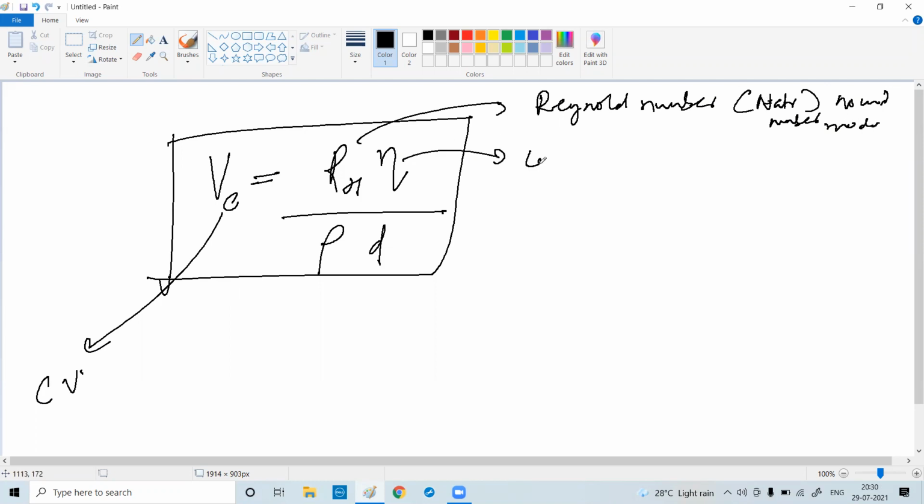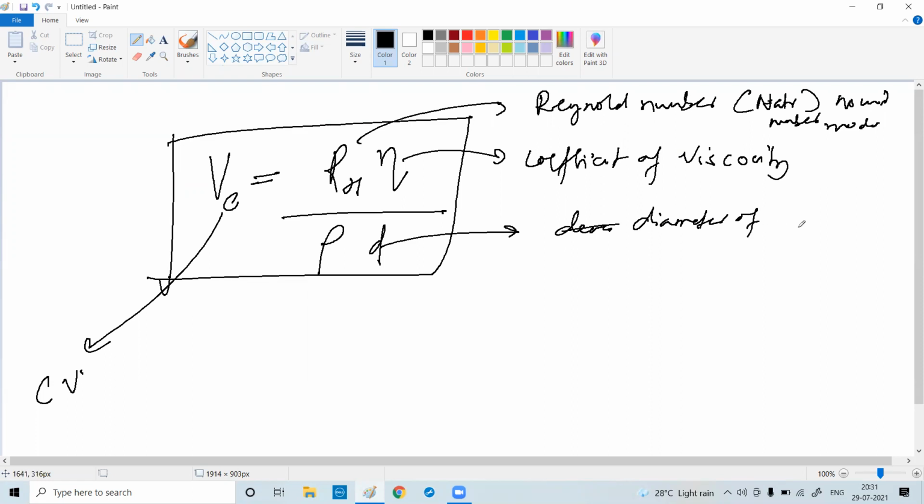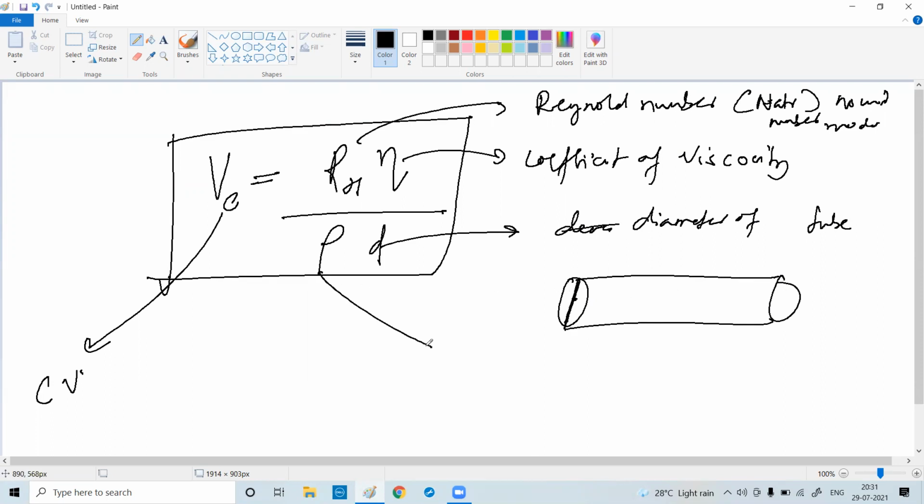Eta is called the coefficient of viscosity. D is the diameter of the tube. So if you are flowing water, what is the diameter of the tube? And rho is the density of the fluid. Is it clear? Critical velocity is nothing but Reynolds number Rh into eta divided by rho into d.